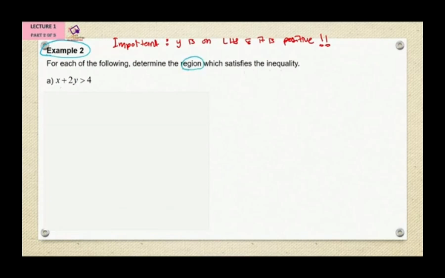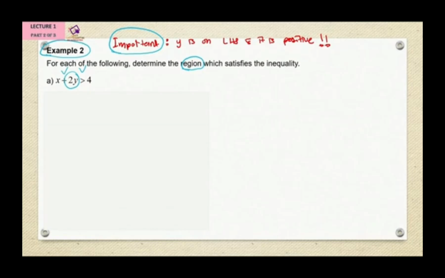For A, here we have x plus 2y greater than 4. You should remember the important thing we noted just now, which is y is on the left hand side and it is positive. So your inequality is x plus 2y greater than 4. Here your y is on the left hand side and it is positive, so you don't have to rewrite your inequality.